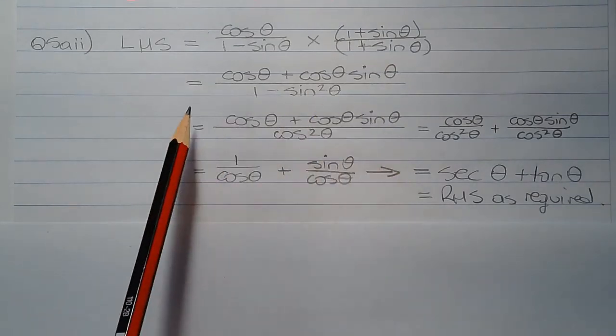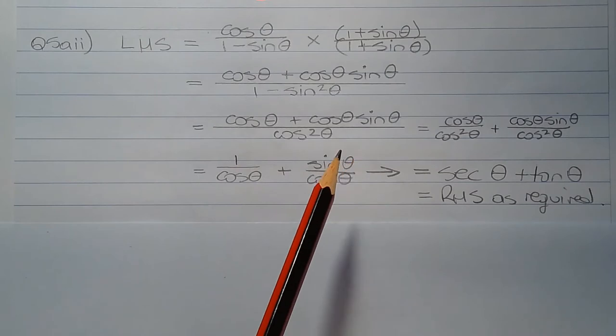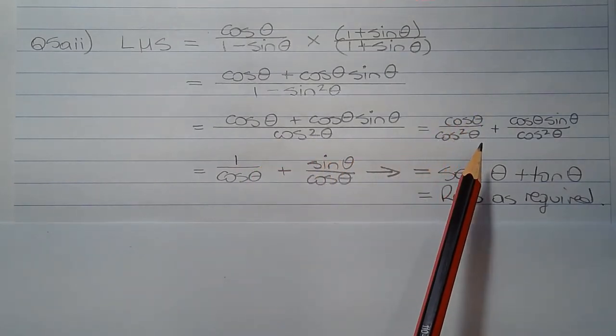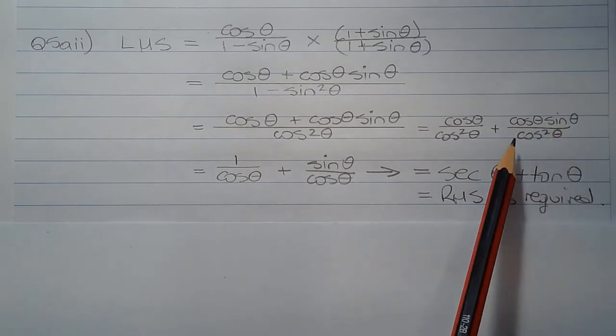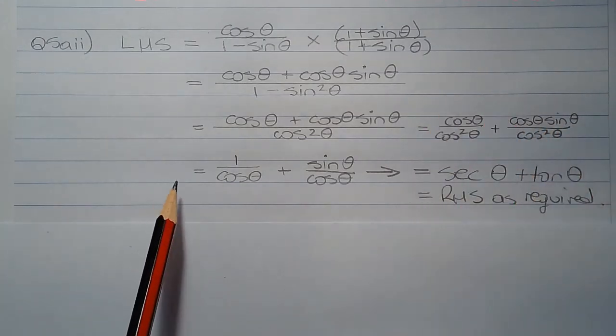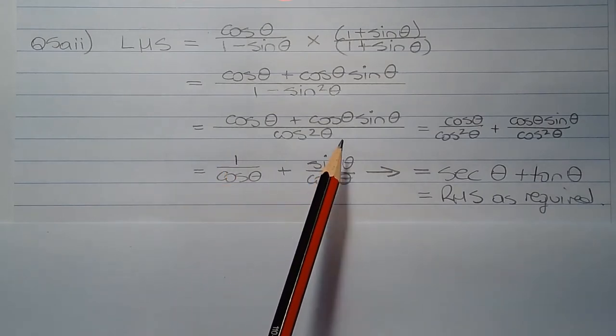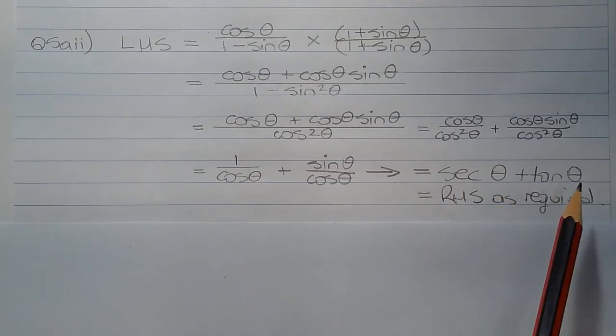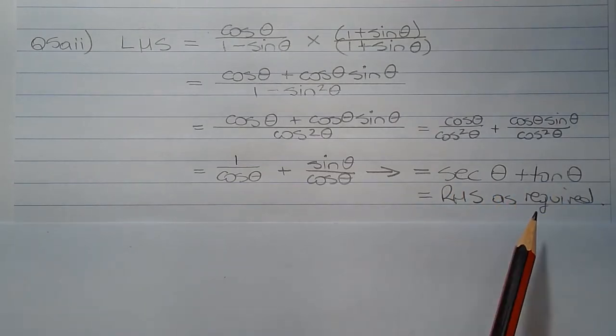And expressing this fraction as the sum of two fractions with a common denominator of cos squared theta, that equals cos theta over cos squared theta plus cos theta sine theta over cos squared theta. And simplifying these fractions, that equals 1 over cos theta plus sine theta over cos theta, which equals sec theta plus tan theta, which equals the right-hand side as required.